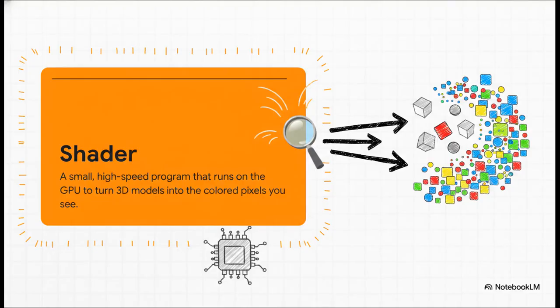So first up, what even is a shader? To put it simply, it's a tiny, lightning-fast program. It doesn't run on your computer's main brain, it runs on the GPU, which is specifically built to do thousands of these little visual calculations all at once. Their one job, their only job, is to create what you see.